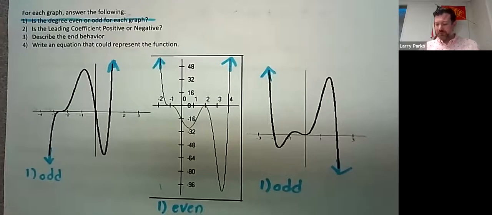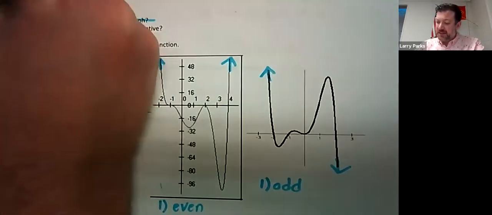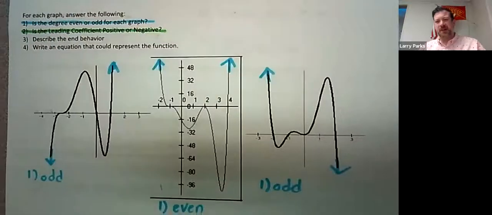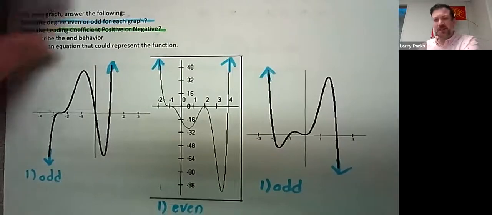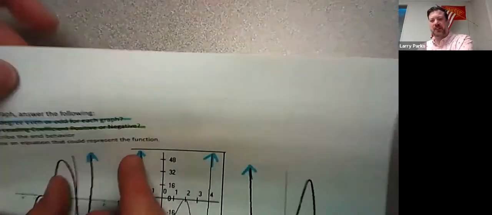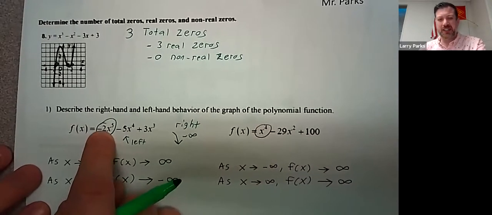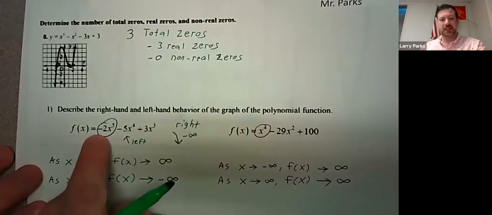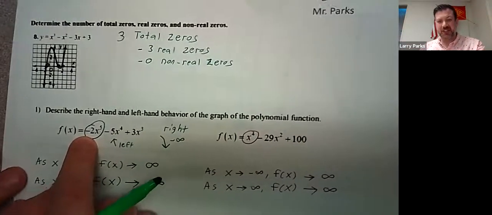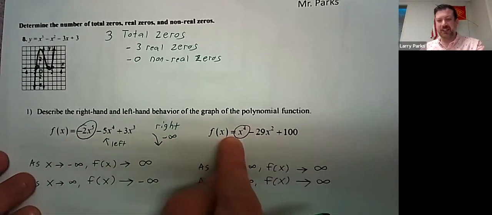Two, is the leading coefficient positive or negative? So you may be asking, what do you mean by leading coefficient? Leading coefficient is the number in front. So the leading coefficient here, and it's not always the one in front, but usually it's the one in front of the highest exponent. So we would say the leading coefficient's -2, which is negative. The leading coefficient's 1, which is positive. So that's what they're talking about.